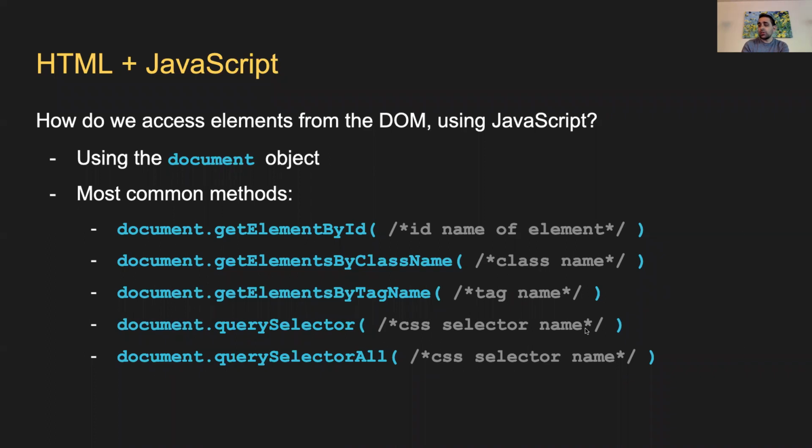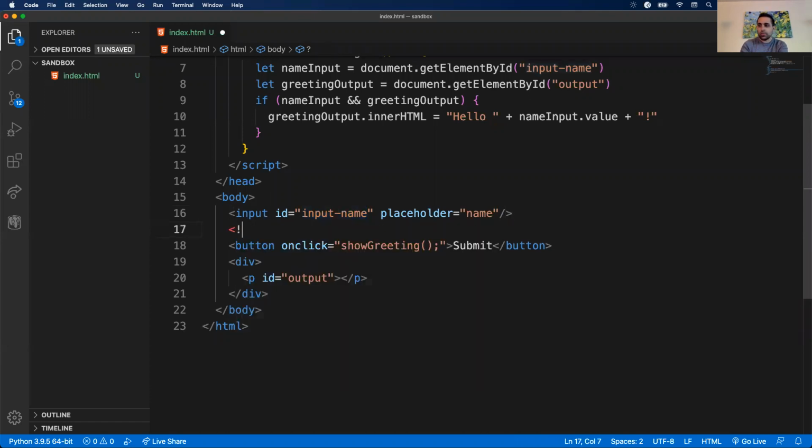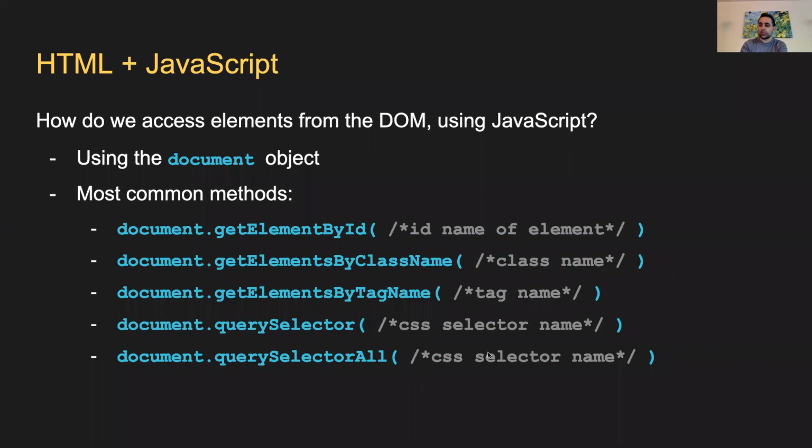The input here is the same selectors that you use in CSS. So for example, if I want to target my input name, the way we do it in CSS, if you remember, let me just add a comment here. In CSS, we use the hashtag and then input name. So I would do the same thing for query selector. I use that hashtag, and that'll be my input for query selector or query selector all.